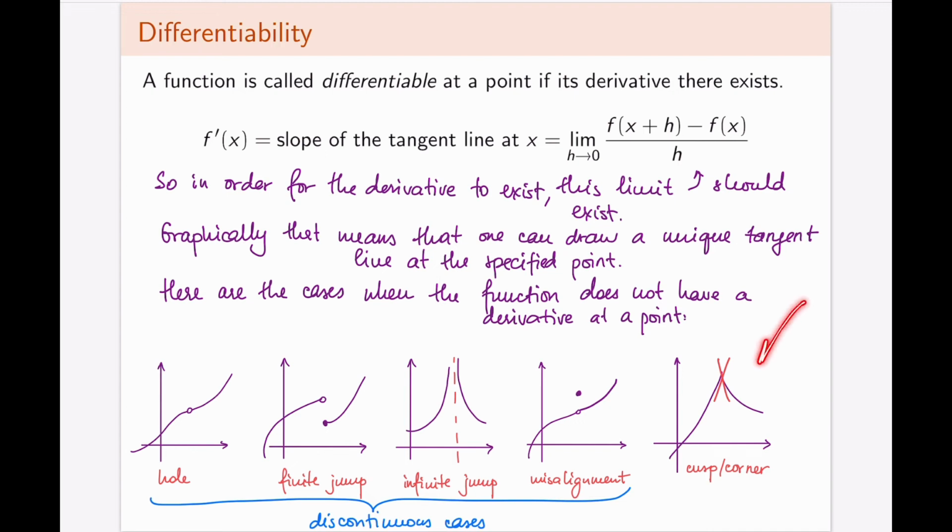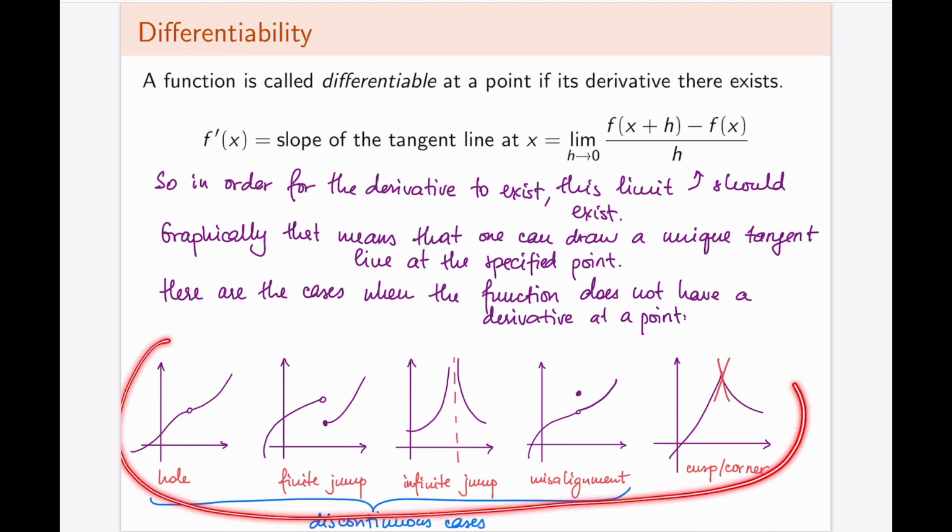But we're also acquiring an additional case of a cusp, where the function is continuous, but we cannot draw a unique tangent line at that point. So in order to determine whether the function is differentiable or not, we need to determine if any of these cases for it are true.